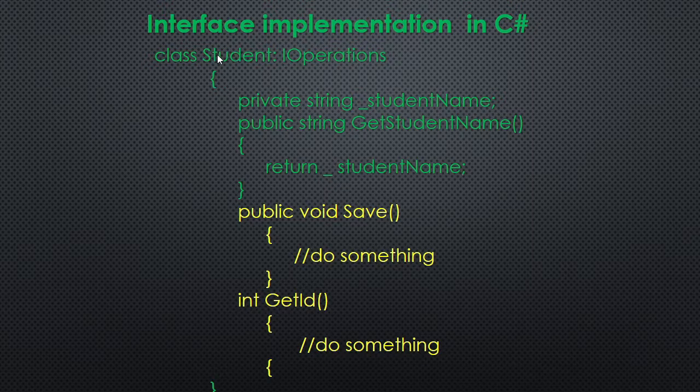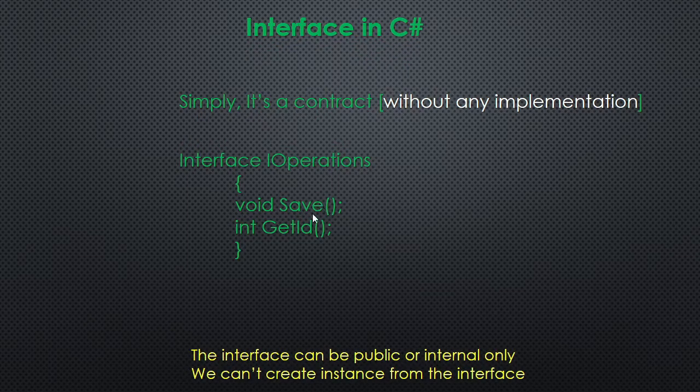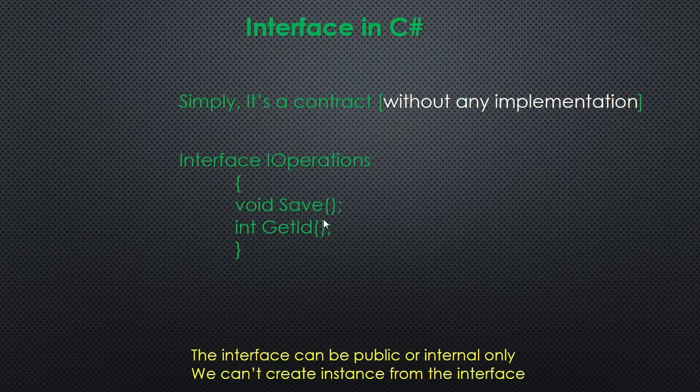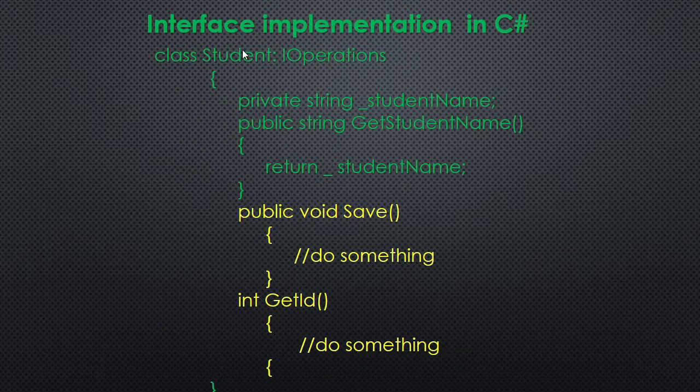So if I have general operations like Save and GetId, and I need to use these two functions inside several classes like Student, Teacher, etc., I will implement the interface. This class already contains this private and this public function, and what is colored here in yellow is the implementation of the implemented interface. So here I will write the implementation of this interface function.